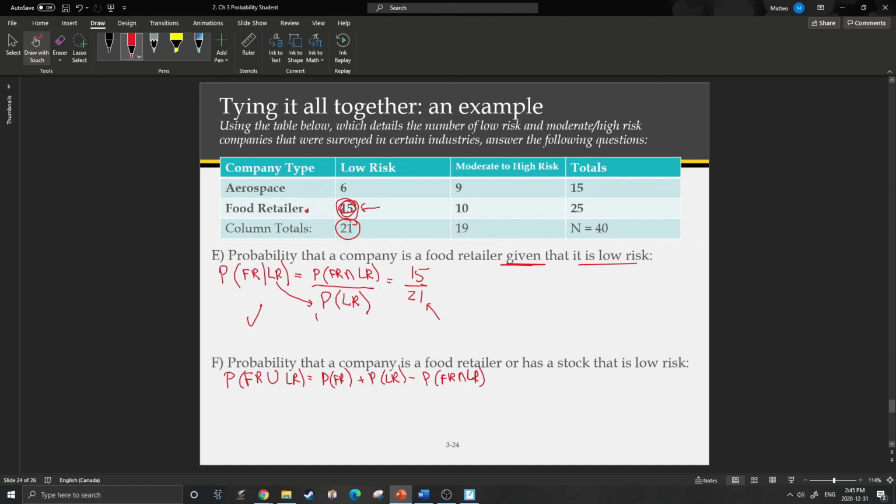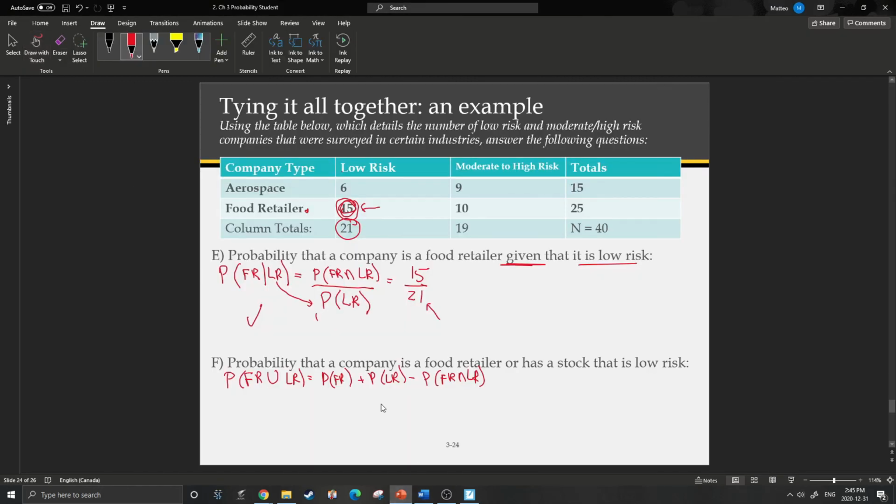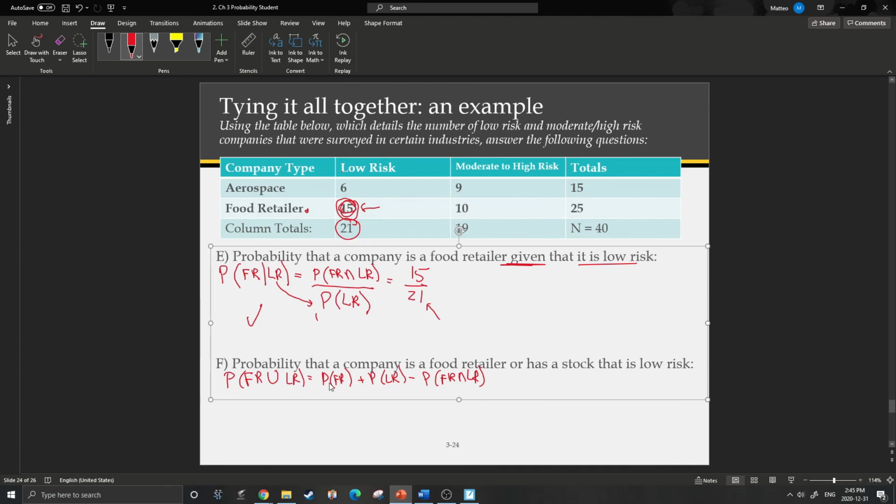This is just the formula from the formula sheet, right? It's the addition rule. It's A or B. So probability of A plus probability of B, subtract the overlap. Let's take a look at what that might look like in this question. So my food retailers right here are 15 plus 10, there's 25. So there are 25 food retailers out of the 40 companies. Plus the low risk companies, well, 6 plus 15 is 21. So there's 21 out of the 40 low risk.